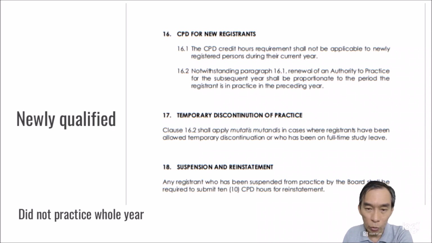16.2 also says that if there is a temporary discontinuation of practice, it goes back to the same concept. That means you are not practicing the whole year. Say in one particular case, the registrant fell ill and did not renew, as he went for surgery. So the whole year he totally lapsed. He did not renew. That means the following year, when he wants to renew, it will be under suspension, or with full reason, he can straight away go back to practice because he had given the board the reason, and the board has given him exemption.